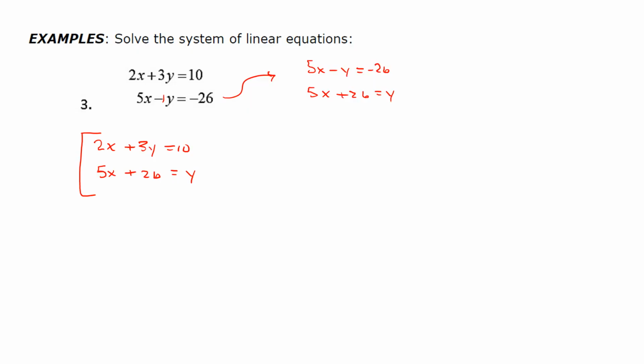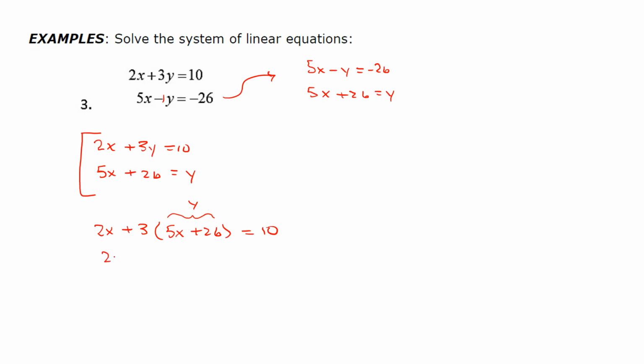All right, so now that I have my system, I now can substitute in the expression that I have equal to y into my first equation. So I'll have 2x + 3(5x + 26), because that's y, = 10. Okay, so this right here is y. And now I have an equation all in terms of one variable, x. Okay, so I'm going to now simplify.